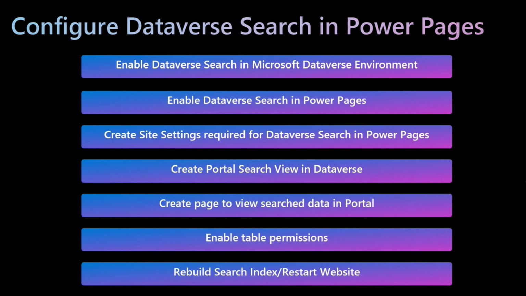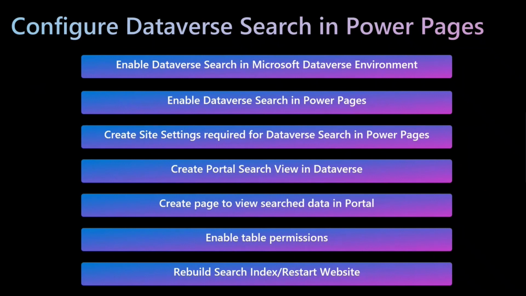Because some of the tables are already enabled for search in Power Pages, but sometimes you are creating a custom table, so you have to enable it specifically for the Dataverse search. You have to create the portal search view. The portal search view is very important in order to search anything in Dataverse, because it actually decides what column you want to search and what table you want to search. So the create portal search view actually decides what data you want to search in the database.